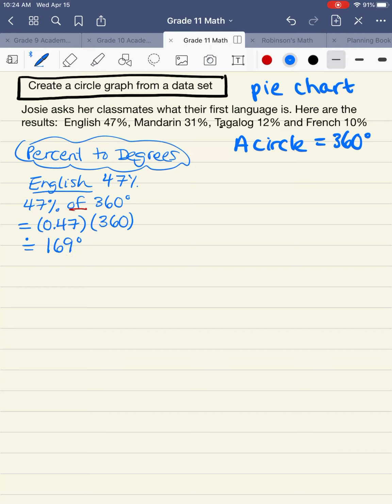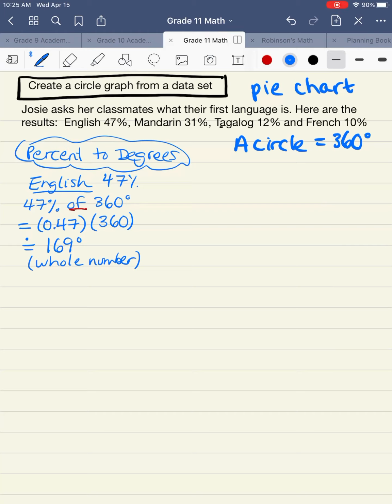So we're going to round to the nearest degree. So we want a whole number, so no decimal places here. It's hard enough to estimate degrees on a circle graph or a pie chart if you don't have the degrees delineated for you. So we're not going to do any decimal places. Okay, so that is English.